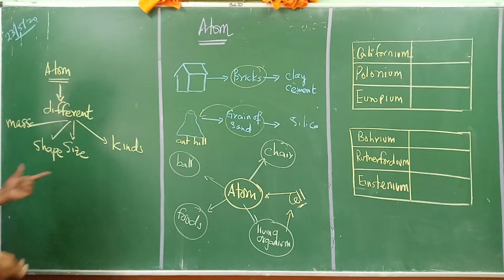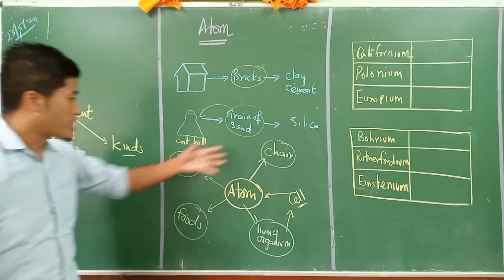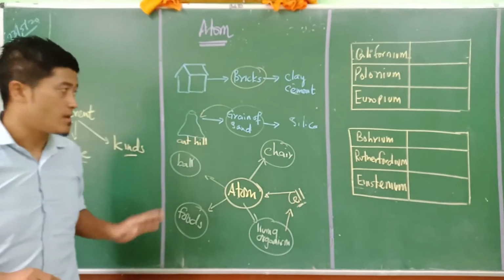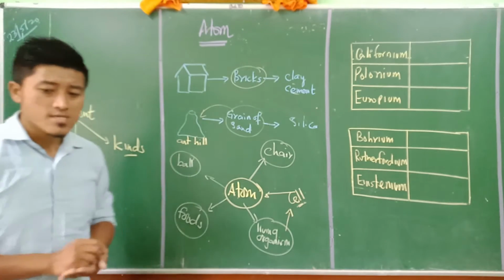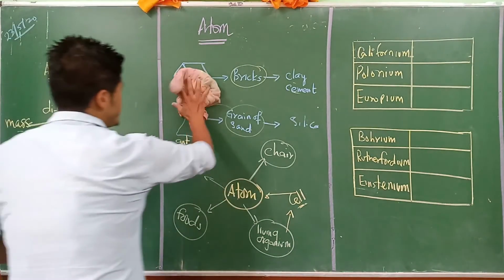Understand? So, due to these different kinds, sizes, shapes and masses, living organisms and all matter come in different forms. Do you understand this particular thing here? So now, I will wipe this out first.